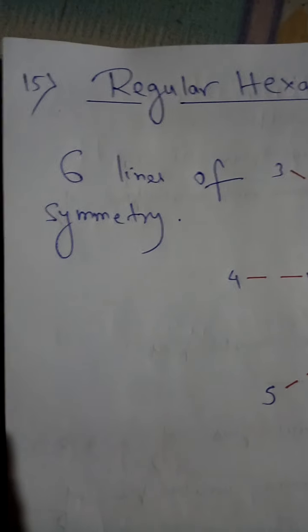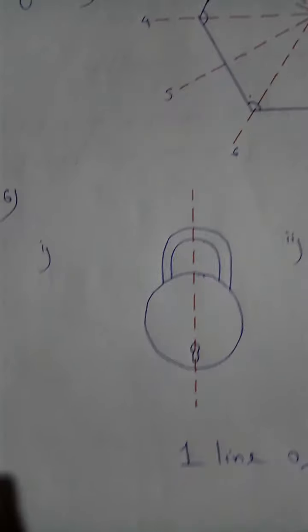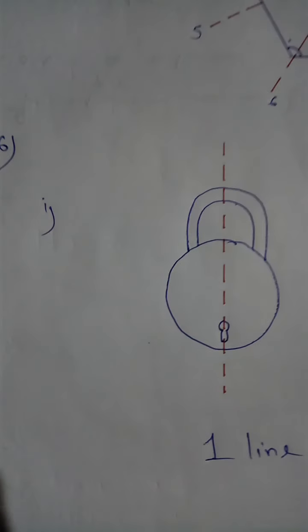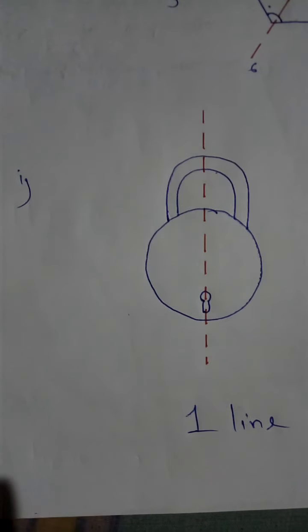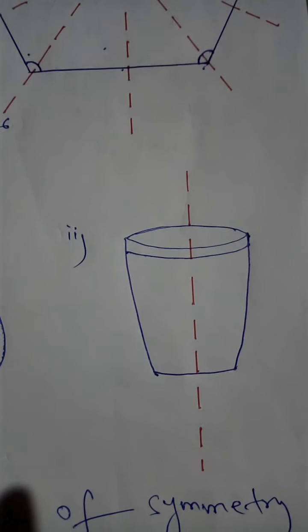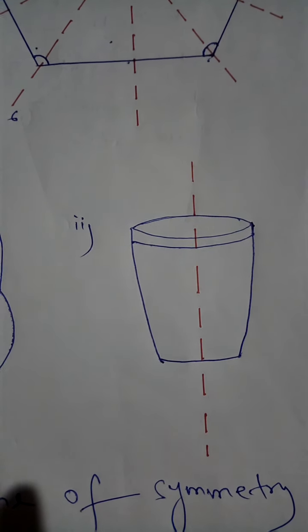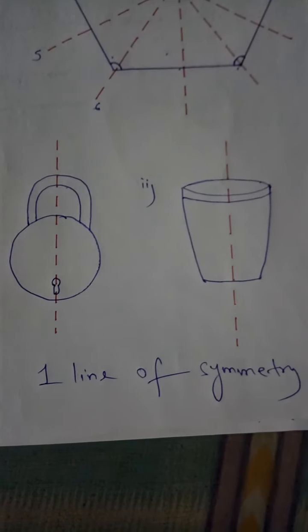Now the next figure, this one, is a simple lock. Obviously it has 1 line of symmetry. And this one is like a glass. It also has 1 line of symmetry. So I've written here 1 line of symmetry for these two figures, one a lock and another a glass.